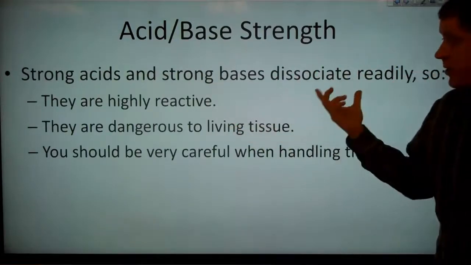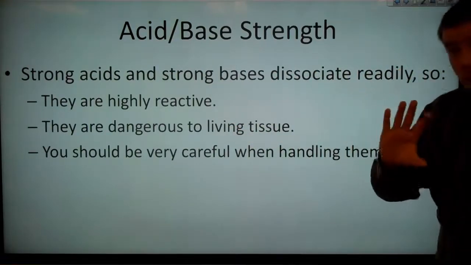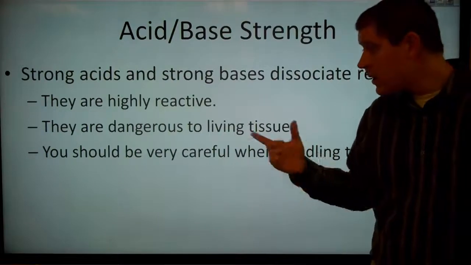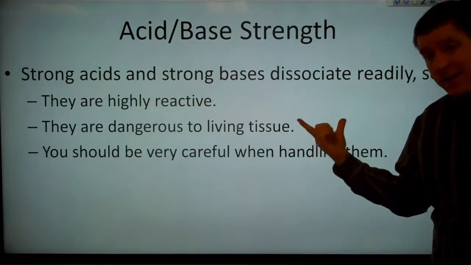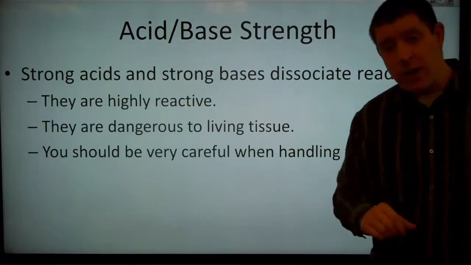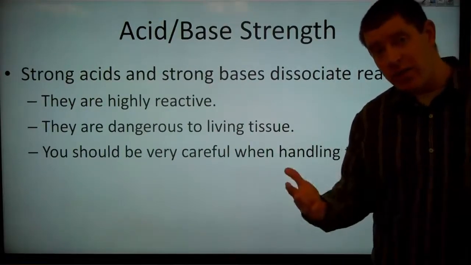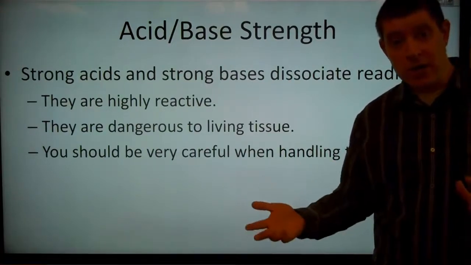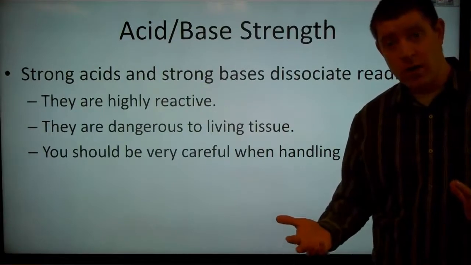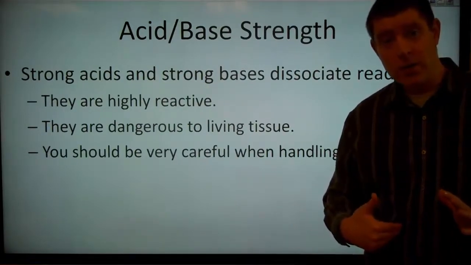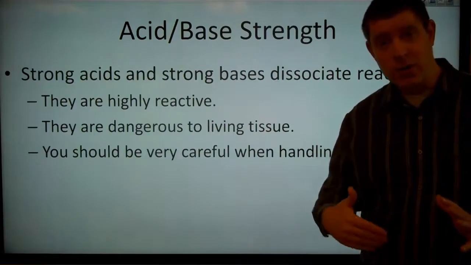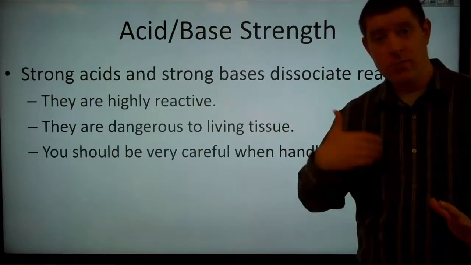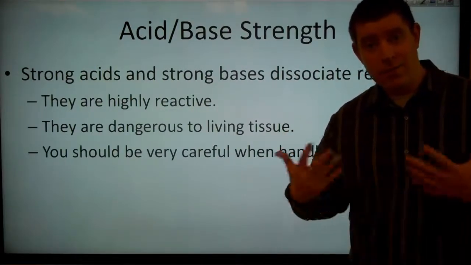So strong acids and strong bases dissociate readily, which generally means that they're highly reactive, although we can have some weak acids that are very reactive as well. That means that they're generally very dangerous to living tissues because pH values outside of a range of about 4 to 8 or so tend to be somewhat dangerous to us. Certainly a pH of 1, like is in your stomach, is dangerous. Any tissue that goes into a stomach, unless it's specifically adapted to live there, will generally die. If you put, say, meat into your stomach, it gets digested.